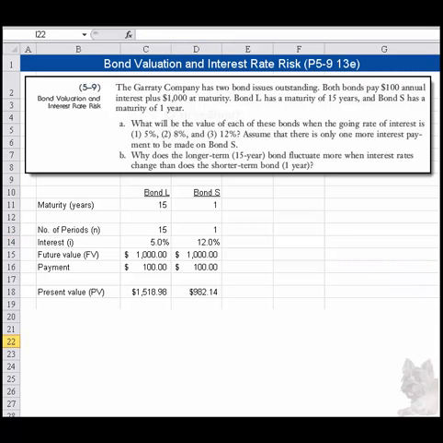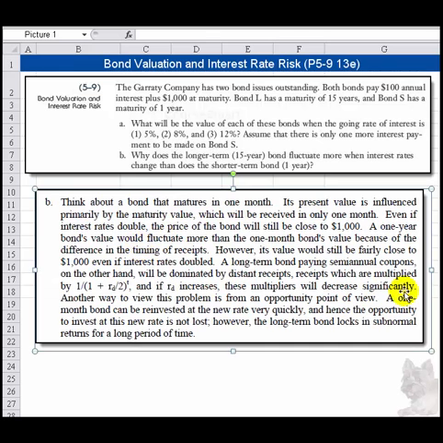And to answer that, I think the best thing I can do is just show you how the author explained it. So let me move that over, and I'll read that to you. Okay. So what the author says is, think about a bond that matures in 1 month. Its present value is influenced primarily by the maturity value, which will be received in only 1 month. Even if interest rates double, the price of the bond will still be close to $1,000. A 1-year bond's value would fluctuate more than a 1-month bond's value because of the difference in the timing of receipts. However, its value would still be fairly close to the 1,000, the face value, even if interest rates doubled.